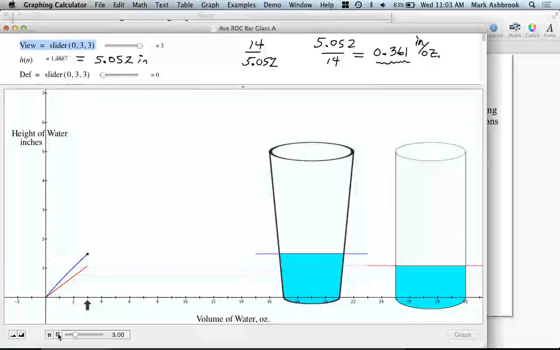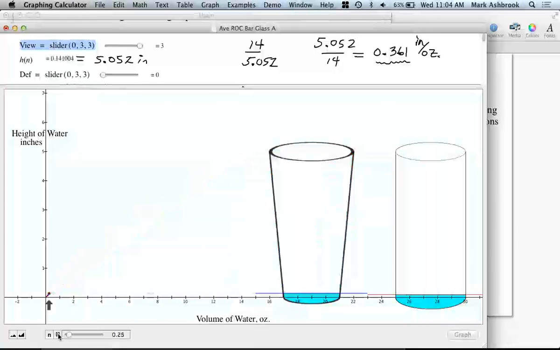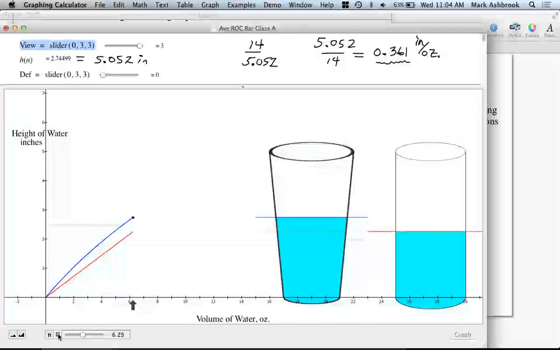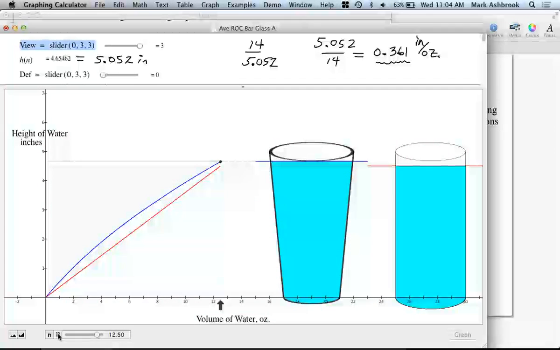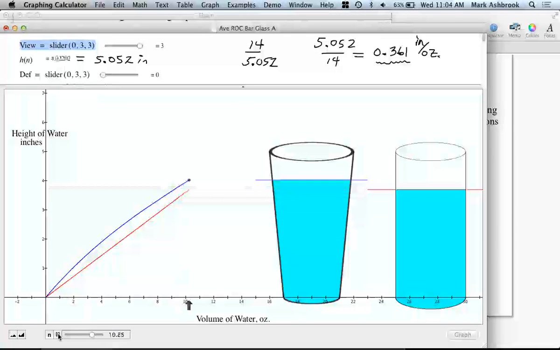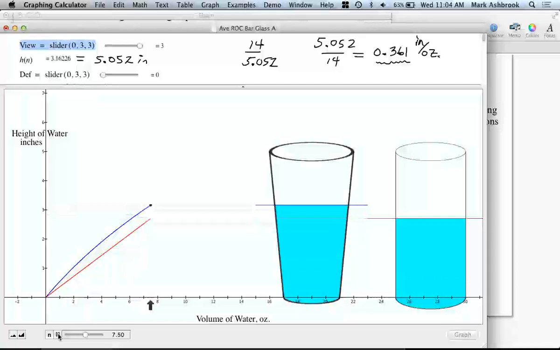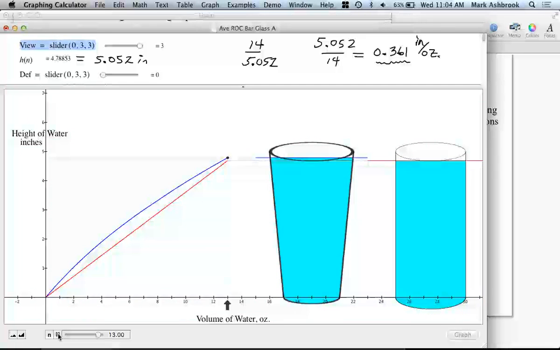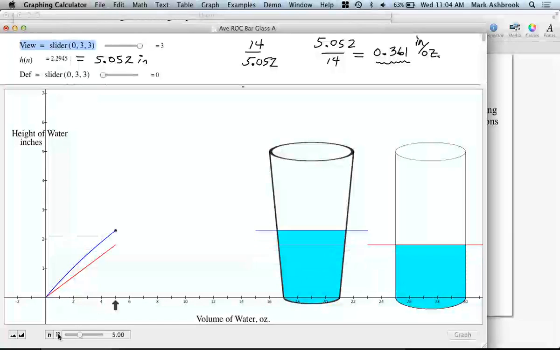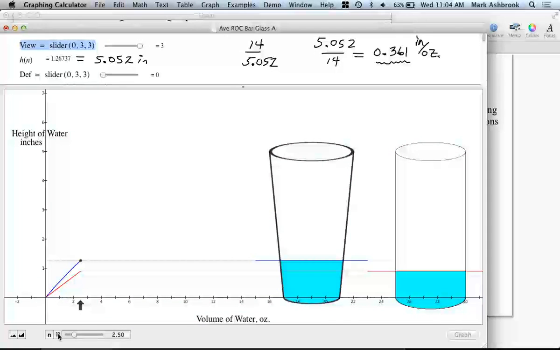So why does the height go more quickly for the actual glass at first? Because it's narrower. Yeah, because it's narrower. So in the first half of the glass, it's narrower, so per volume, the height is going to increase more per volume. And then what happens in the second half of the glass? It's wider. It's wider. So then the constant rate, right, will catch back up.